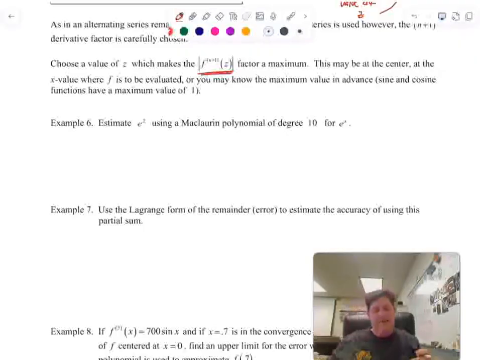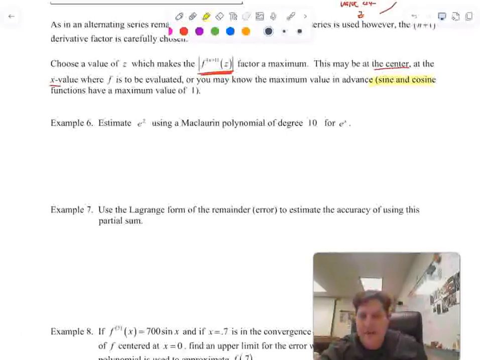Now, it might be at x, it might be at c, and it might be somewhere in between x and c. So it says it right here: maybe at the center, it may be at x, or it may be somewhere in between. Every once in a while, actually more often than not, they'll give you something like sine and cosine, because we know sine and cosine have a maximum of 1, and so we use that.